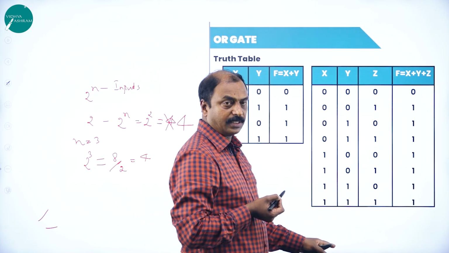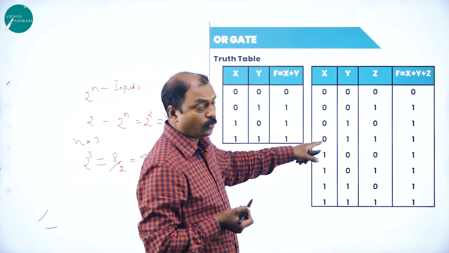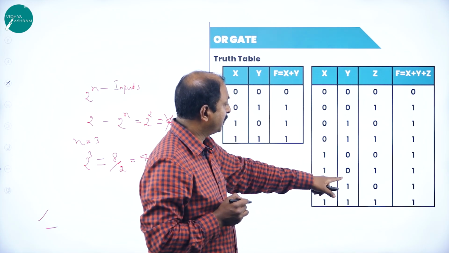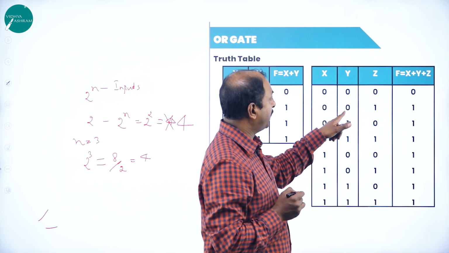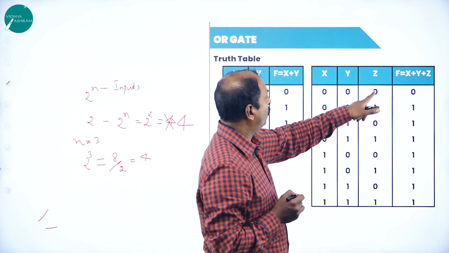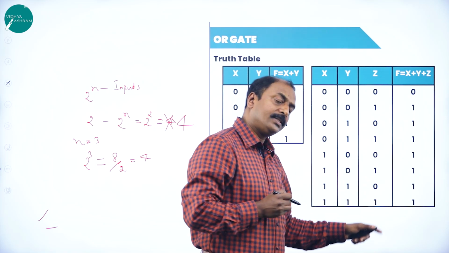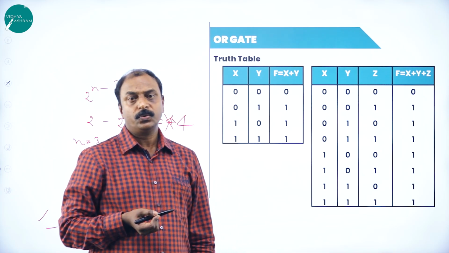For the second signal, here there are 4 zeros and half of it is 2. So we write 2 zeros, 2 ones, 2 zeros and 2 ones. Similarly, half of 2 is 1. So we write 1, 0, 1, 0, 1, 0, 1, 0. This is what we generally follow to write the truth table.